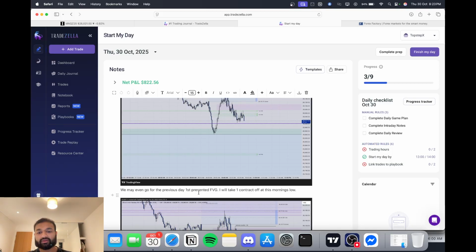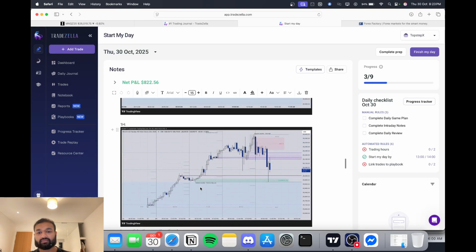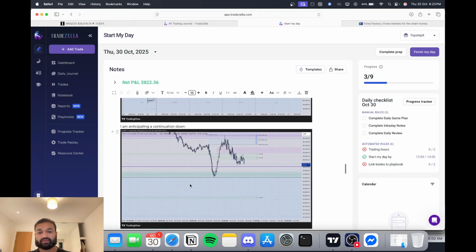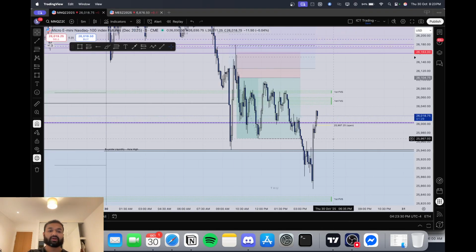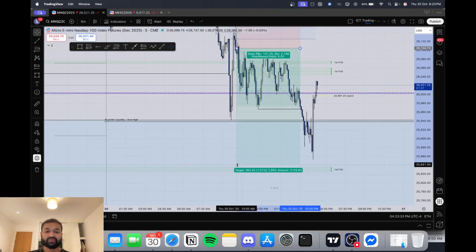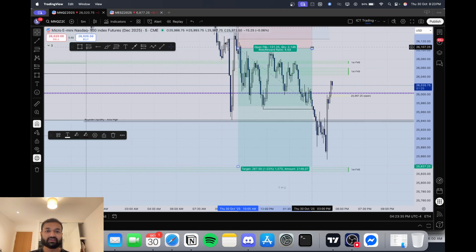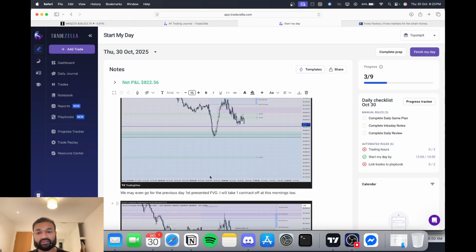Like from here, anticipating continued. So that's where I entered. We may go for the previous day first presented fair value gap. I really wanted to target this, so that was like my full TP target. As you can see, we didn't actually hit it, but we did get close.